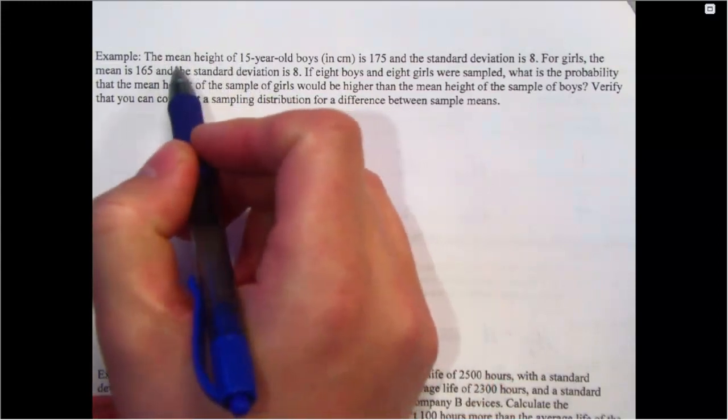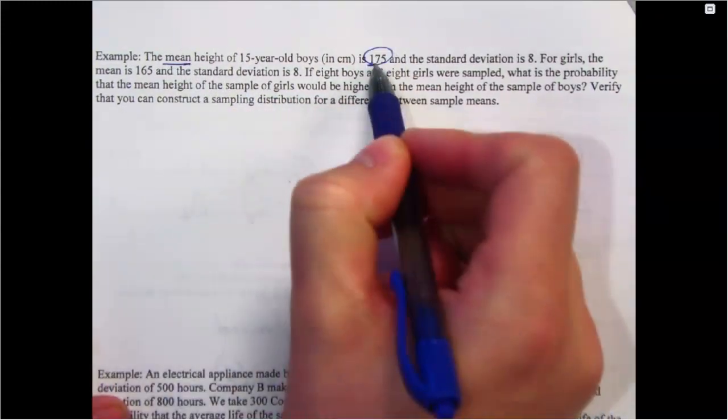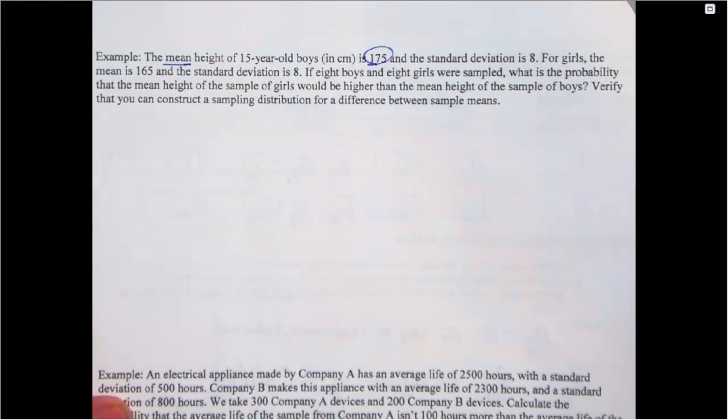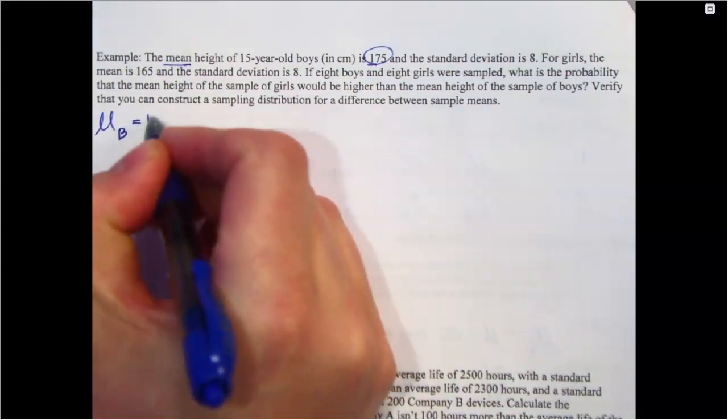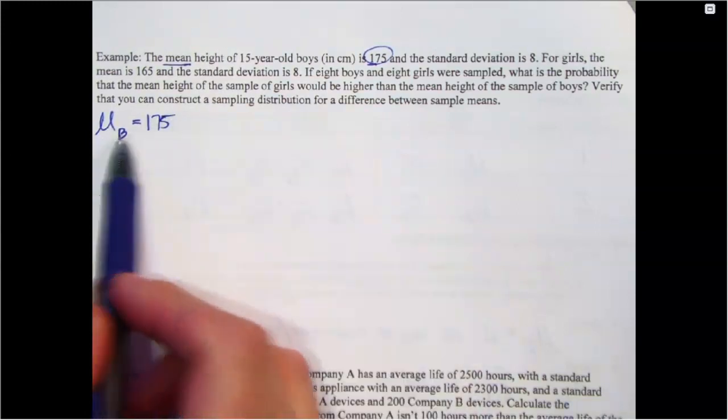The mean height of 15-year-old boys is 175. So that's like the population data. So it's the population mu or x bar. Mu is like that U-shaped thing. That's the population. So I'm going to say mu b equals 175. The mean of the boys is 175.